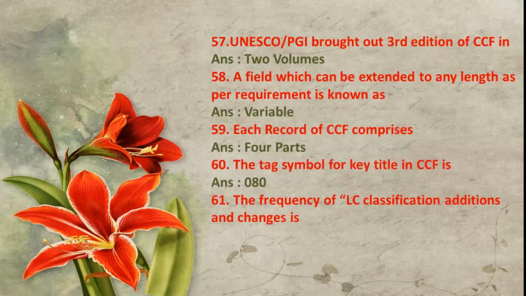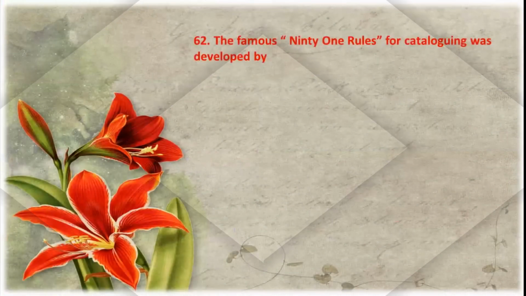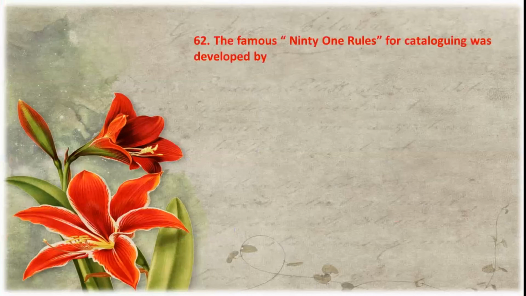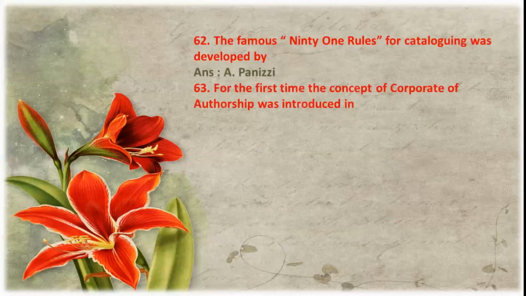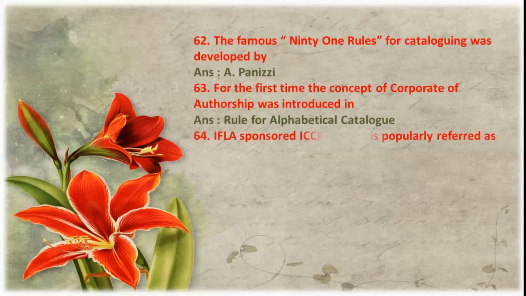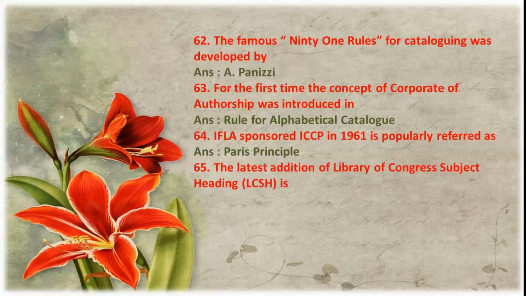The frequency of LC classification additions and changes is quarterly. The famous 91 rules for cataloging was developed by A. Panjiji. For the first time, the concept of corporate authorship was introduced in Rules for Alphabetical Catalog. IFLA sponsored ICCP in 1961, popularly referred to as Paris Principles.